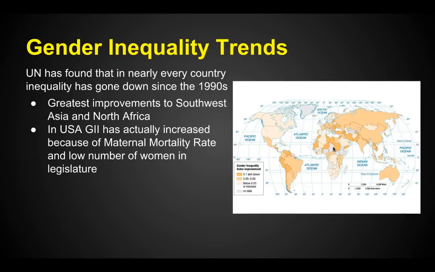In the United States, the gender inequality index has actually increased because of the maternal mortality rate and the low number of women in legislature.